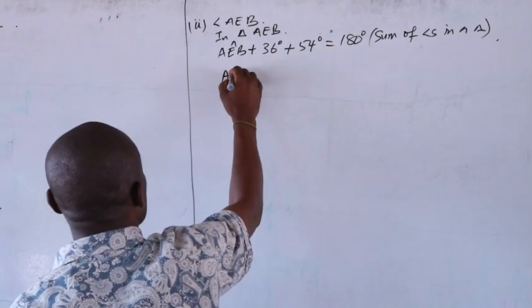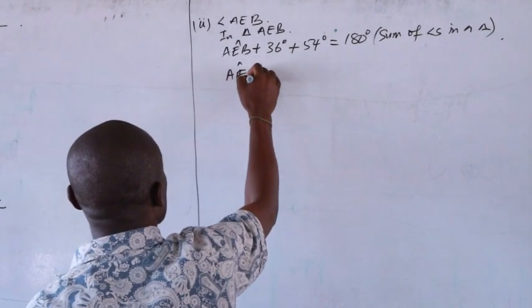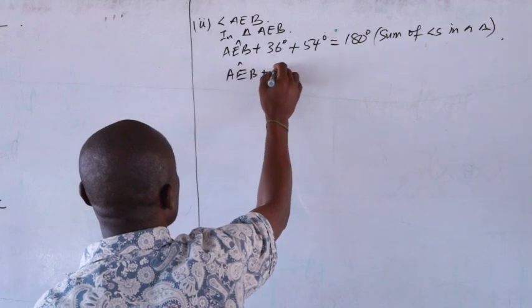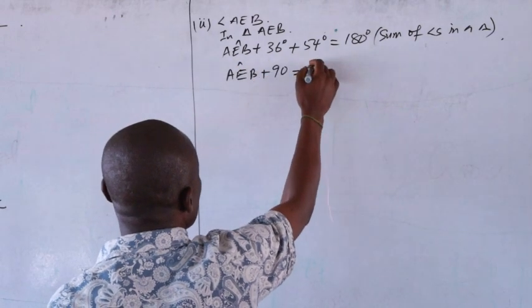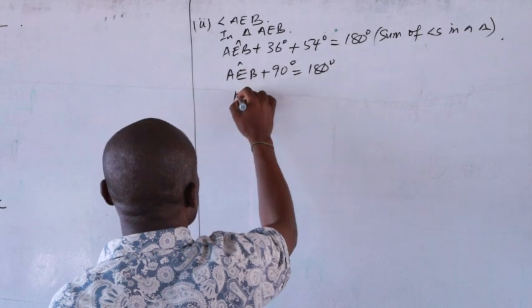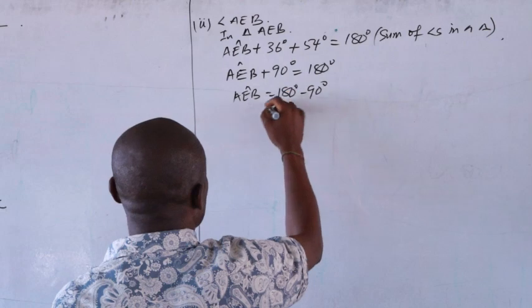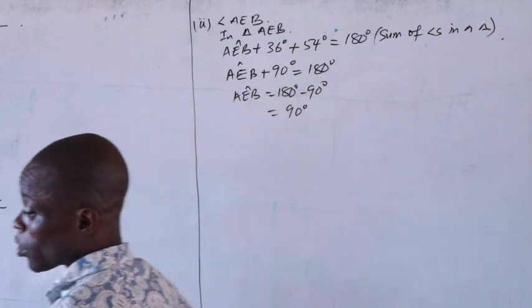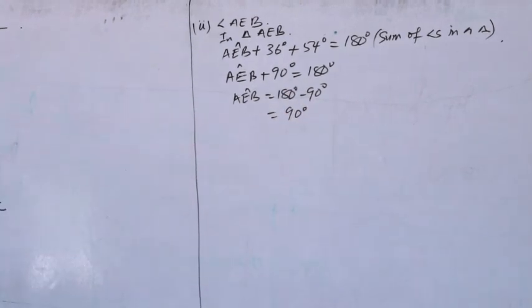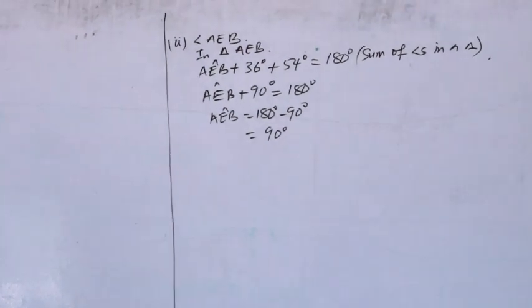Now we have AEB plus 90, addition of these two is 90, equals 180. AEB equals 180 degrees minus 90, and the angle is 90 degrees. It's a right angle. Okay? So that is how to do the first one.